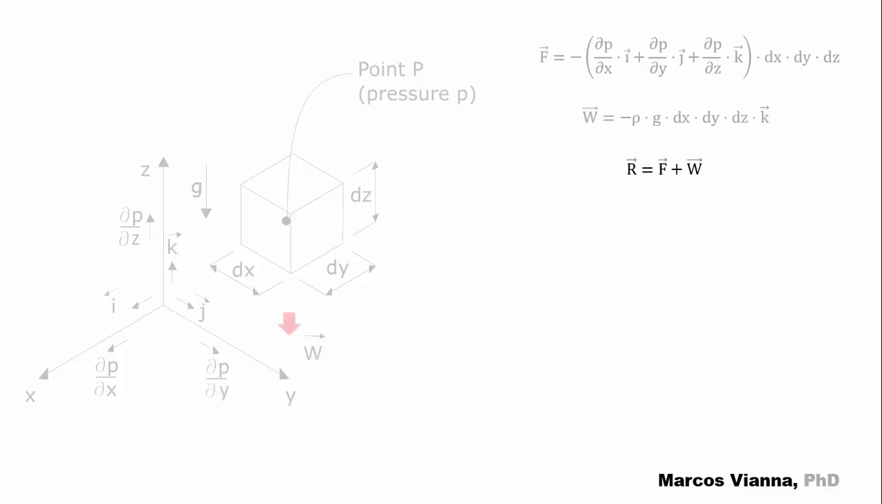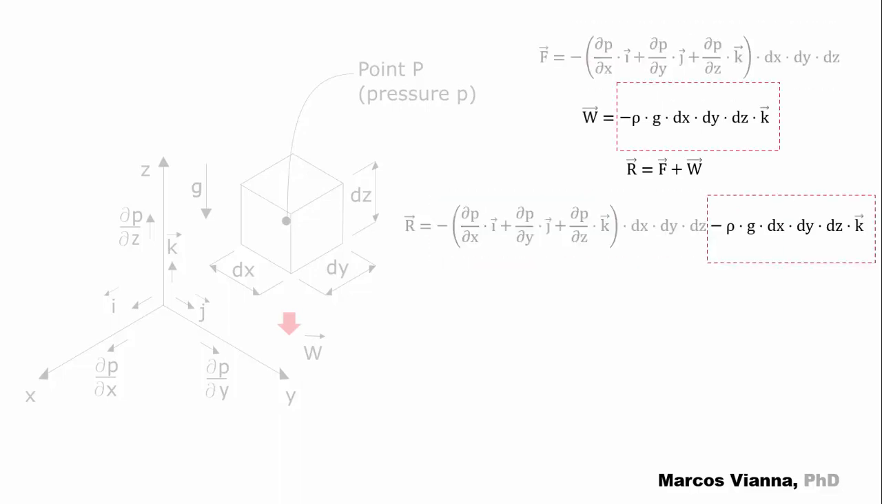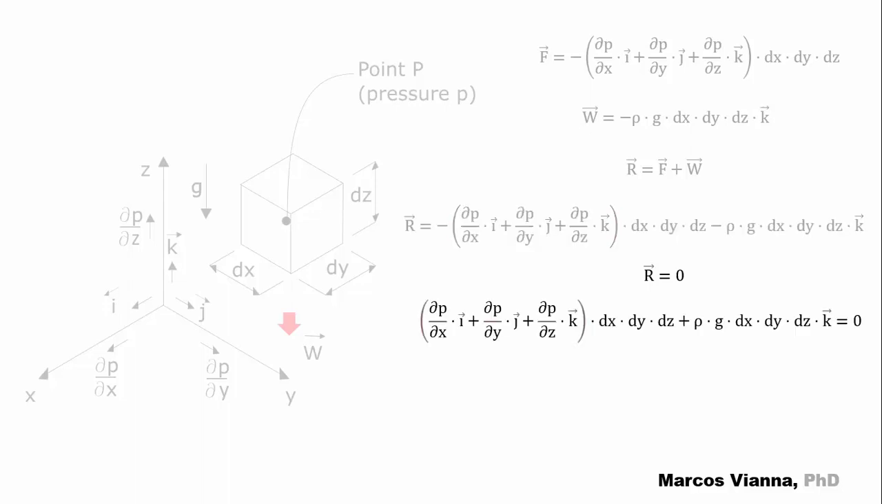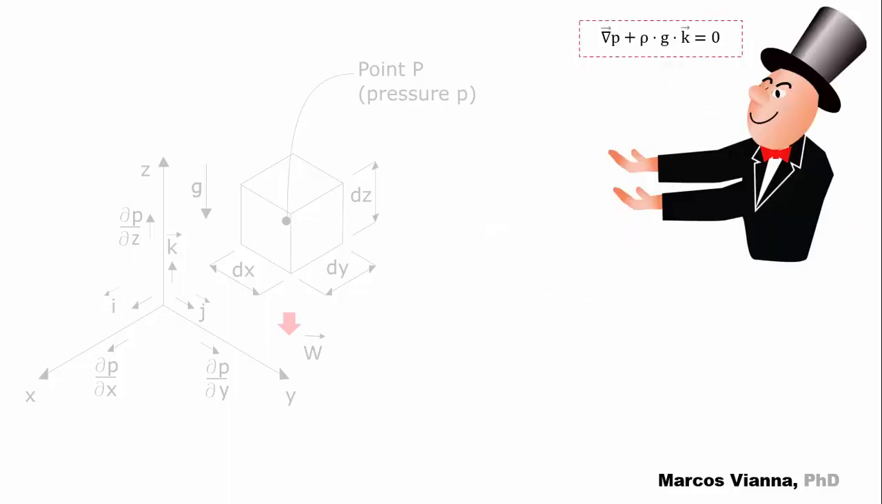Here it is. Now, the resulting force that acts over the parallelepiped includes the surface force and the mass force. If the parallelepiped is in equilibrium in the interior of the fluid, then R equals 0. Then we can write this, and this, and this, and finally this small expression that we were looking for. Ladies and gentlemen, here it is, the fundamental equation of static equilibrium.